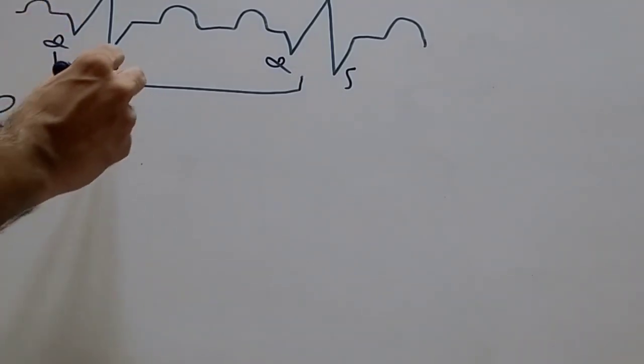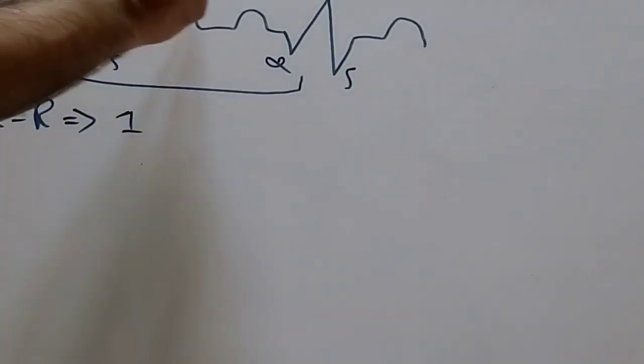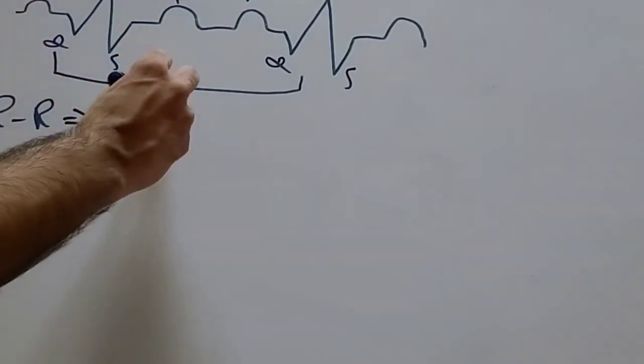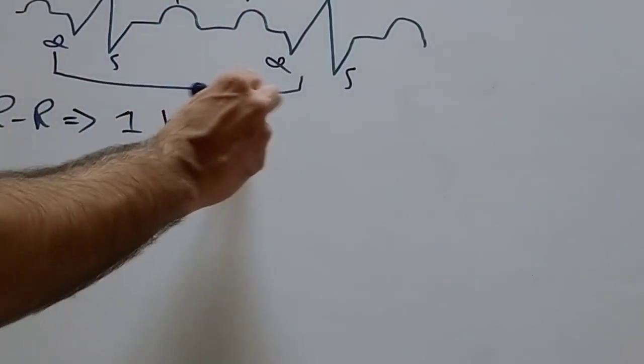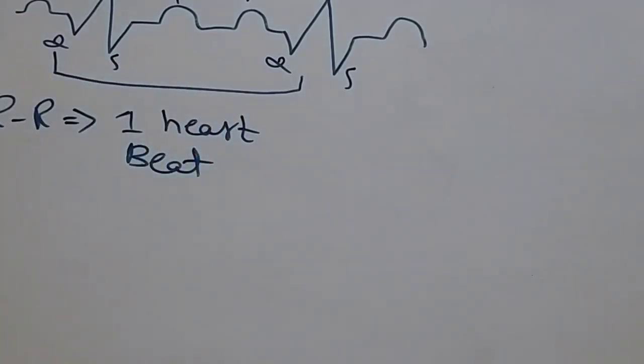and it actually depicts one complete heartbeat. We know that the RR interval constitutes the QRS complex, the T wave and the P wave. So it constitutes the whole one heartbeat.